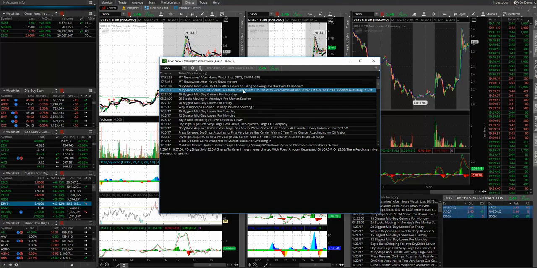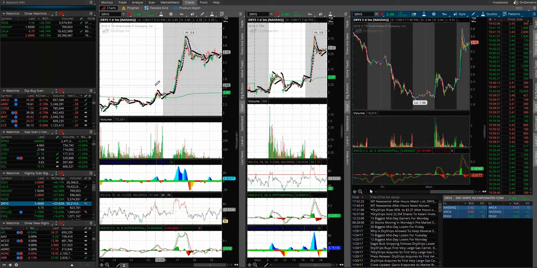Shares to Kalani Investments Limited with fixed amount request of 69.5 million, or $3.08 a share, resulting in proceeds. And this is what drove the price of the stock up. It's just basically being manipulated so that these guys can make more money before this goes to zero, because some day this stock will be worth pennies. Trust me. All right, so trade the volatility.